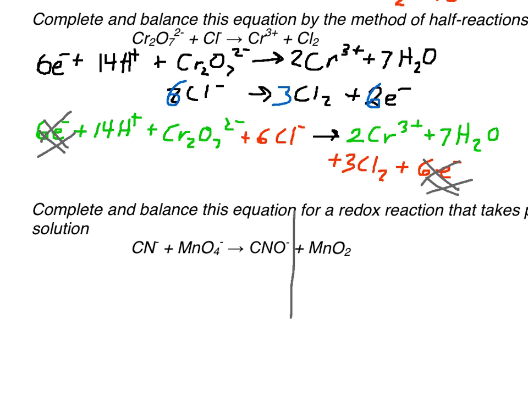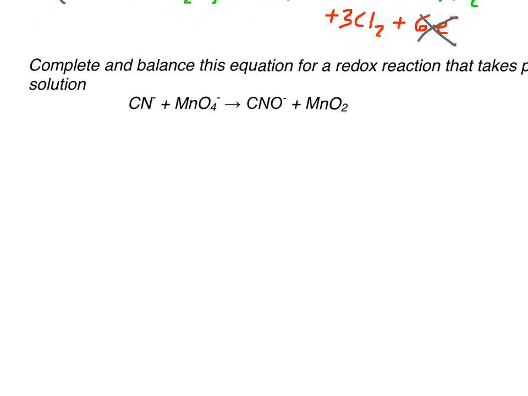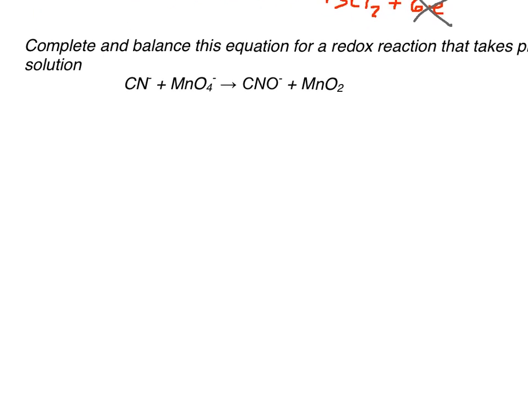The last example we're going to look at takes place in a basic solution. With basic solutions, you have to add hydroxide ions instead of hydrogen ions to balance out the hydrogens. The problem is that the hydroxide has oxygen in it, which screws up your oxygen balance. So I'm going to show you something that maybe will make this a little bit easier, and hopefully won't confuse us too badly about what's going on.